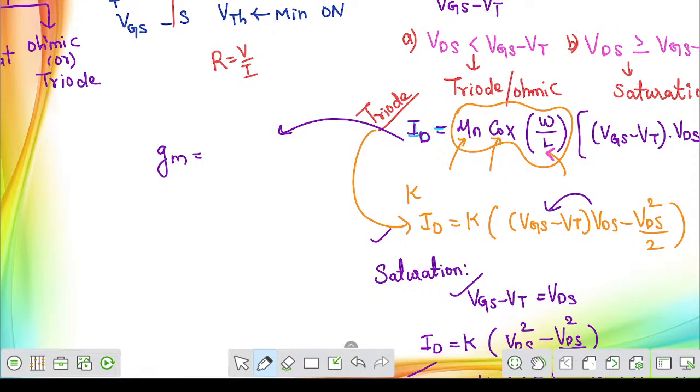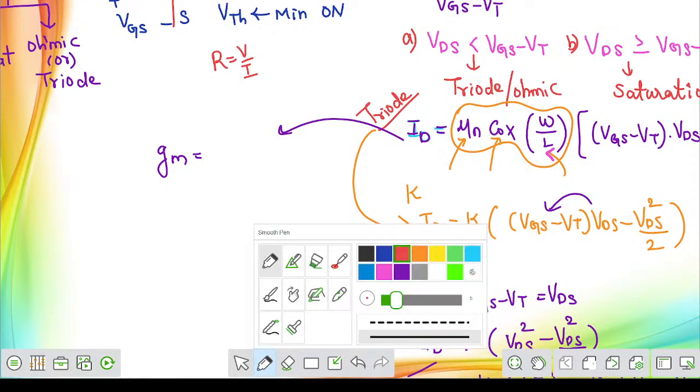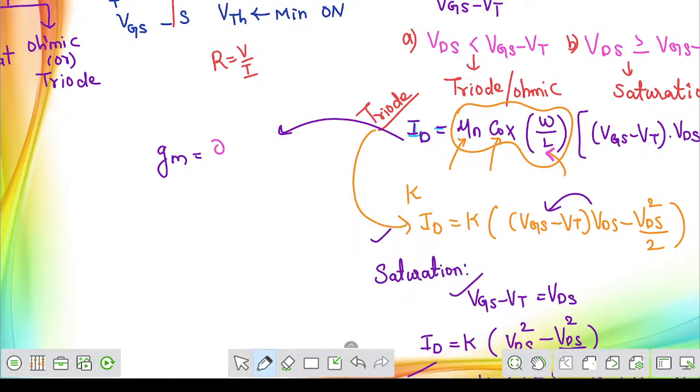The next thing is, transconductance is nothing but the relation between drain current and gate to source voltage. What we are doing is, we will be taking the ratio, differentiating the drain current with respect to the gate to source voltage. At this point of time, you can assume that the value of drain to source voltage is going to be constant. This is the formula to obtain the value of transconductance in the triode region.